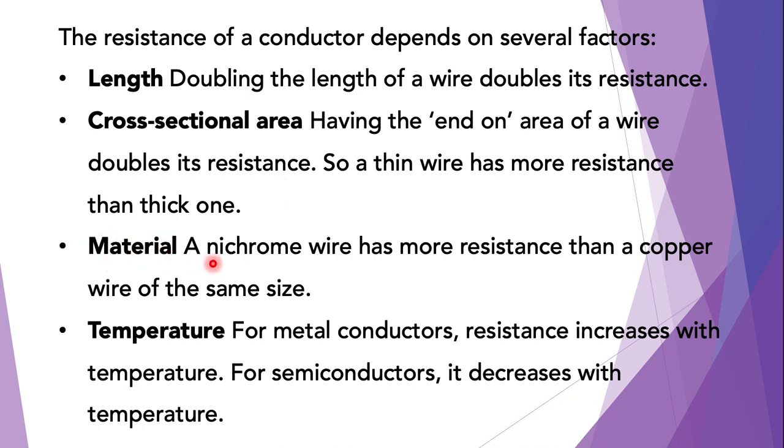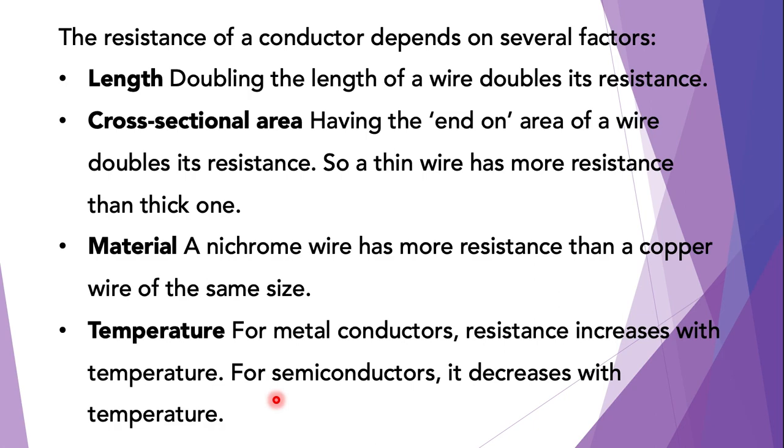Thirdly, the material. A nichrome wire has more resistance than a copper wire of the same size, because the material of nichrome is different from copper. Lastly, the fourth point is temperature. For metal conductors, resistance increases with temperature. For semiconductors, it decreases with temperature. So temperature, material, cross-sectional area, and length of the wire are the factors on which the resistance of a conductor depends.